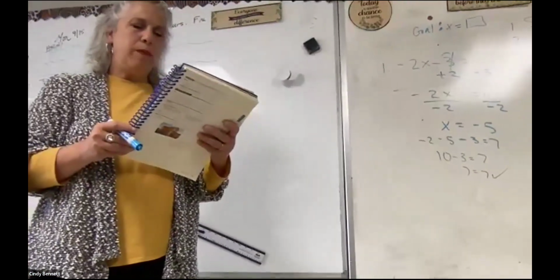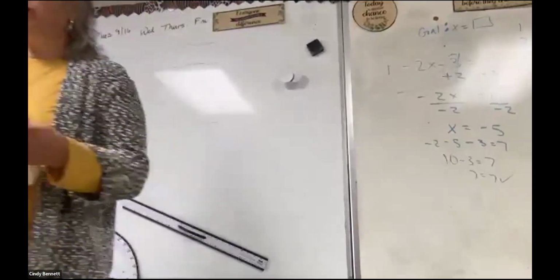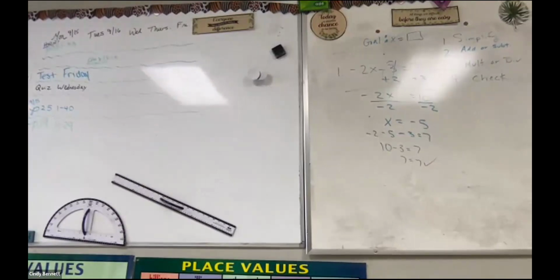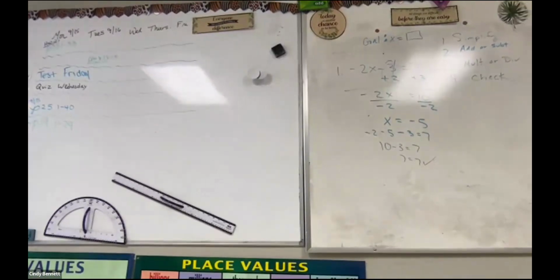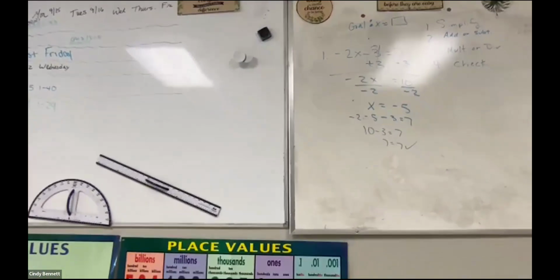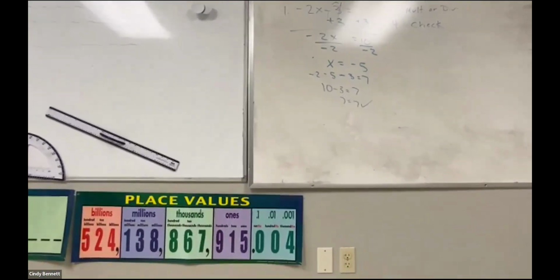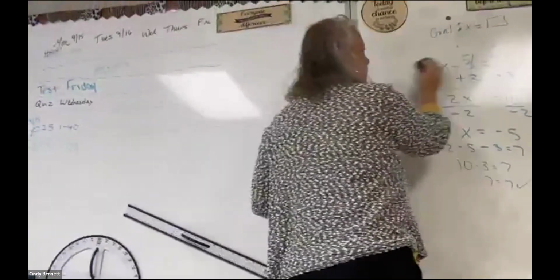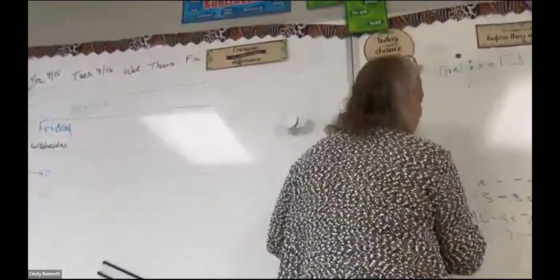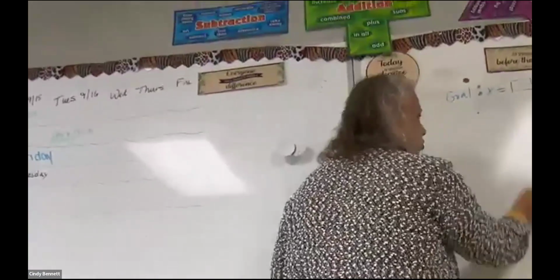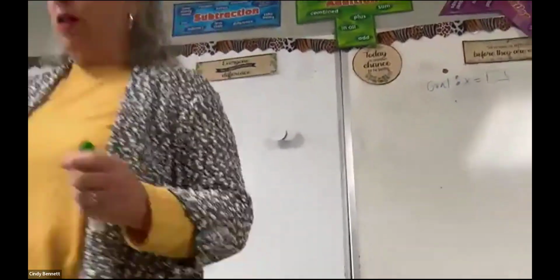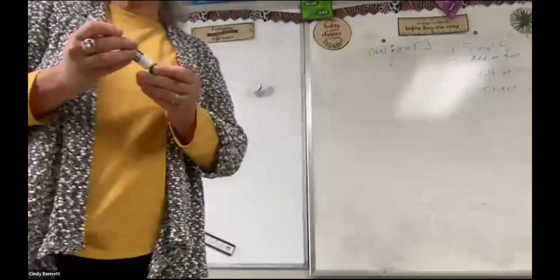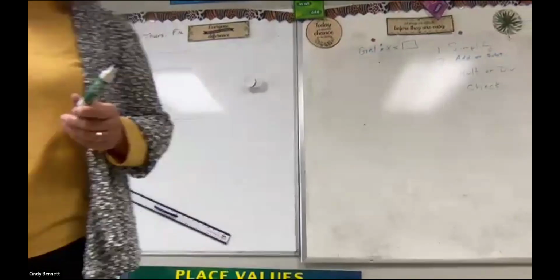Who would like to do number 3 on the board? Number 3. All right, if you don't volunteer, I'm gonna choose someone. Okay, Henry, come on up. You knew that was coming.